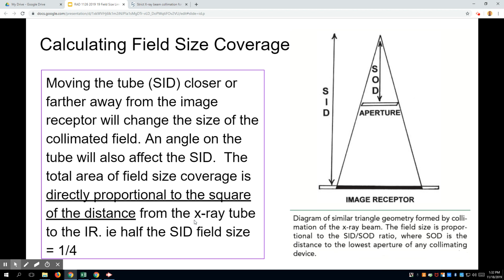Where does this happen in particular? It happens in particular in examinations where their SID might be a little bit off, like a portable chest. So every once in a while, I see a student that has collimated on a portable chest, and I have to say I'm impressed, because unfortunately you don't see it as much as you should.